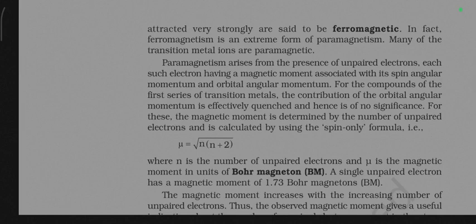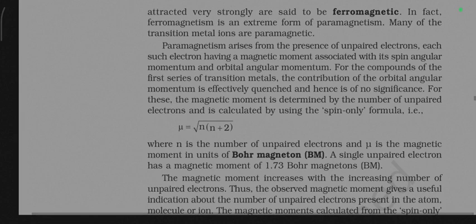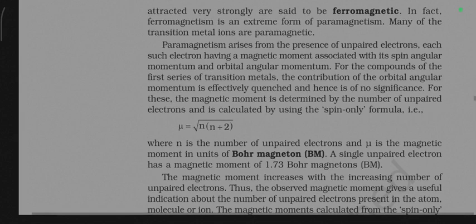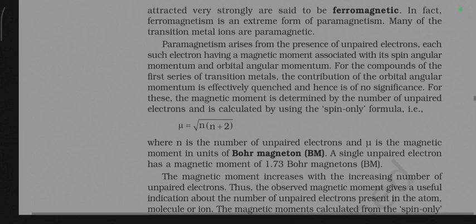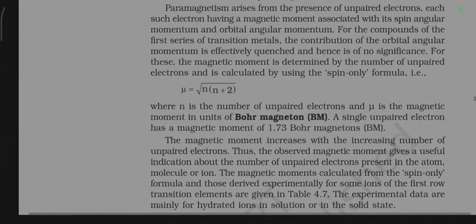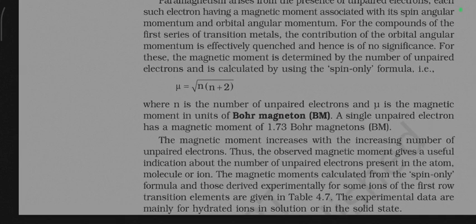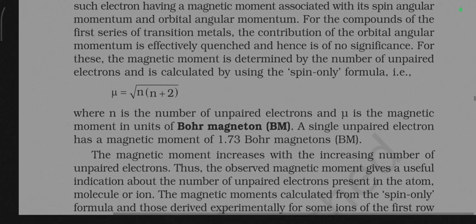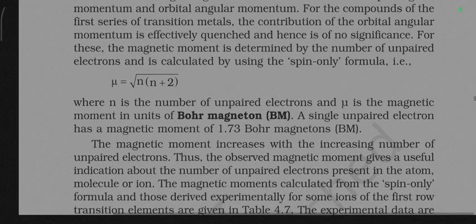Many of the transition metal ions are paramagnetic. Paramagnetism arises from the presence of unpaired electrons, each such electron having a magnetic moment associated with its spin angular momentum and orbital angular momentum. For the compounds of the first series of transition metals, the contribution of the orbital angular momentum is effectively quenched and hence is of no significance. For these, the magnetic moment is determined by the number of unpaired electrons and is calculated by using the spin only formula, i.e.